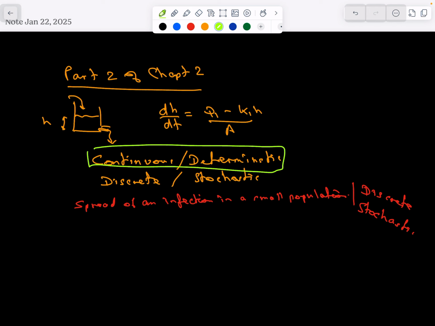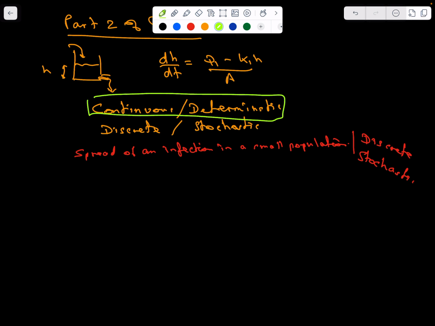Now, given a deterministic model, you can also classify models in various ways. So let's look at that. Classification of models.